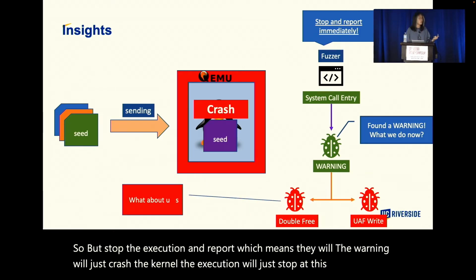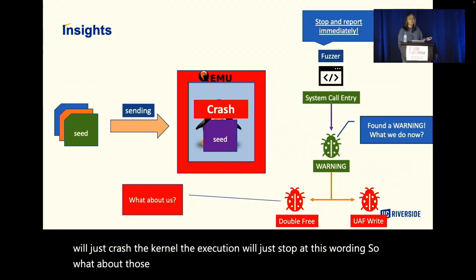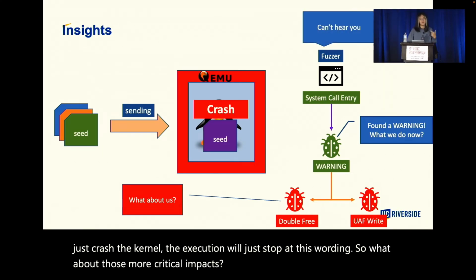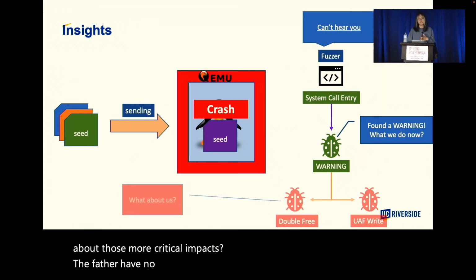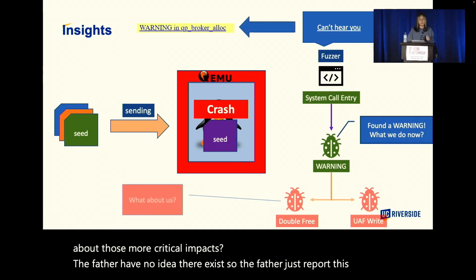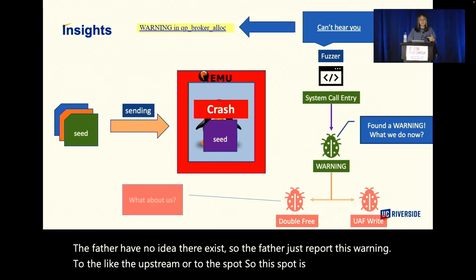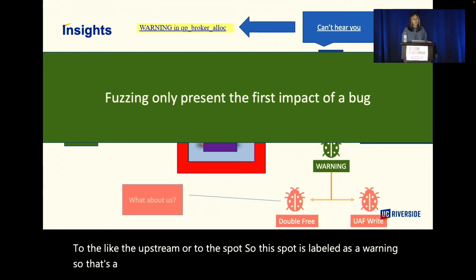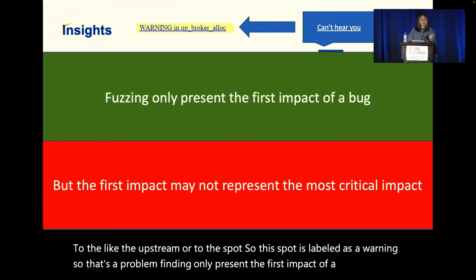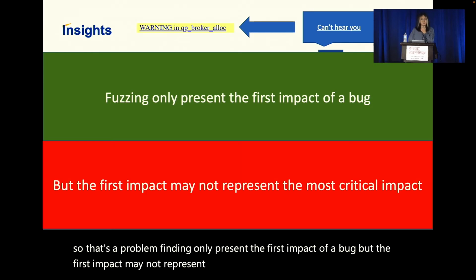So what about those more critical impacts? The fuzzer has no idea they exist. The fuzzer just reports this warning to the upstream or to syzbot, so this bug is labeled as a warning. That's a problem. Fuzzing only presents the first impact of a bug, but the first impact may not represent the most critical impact.